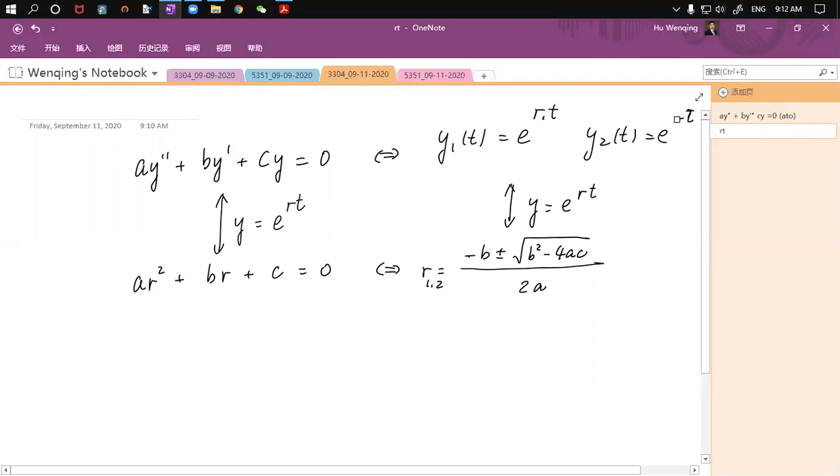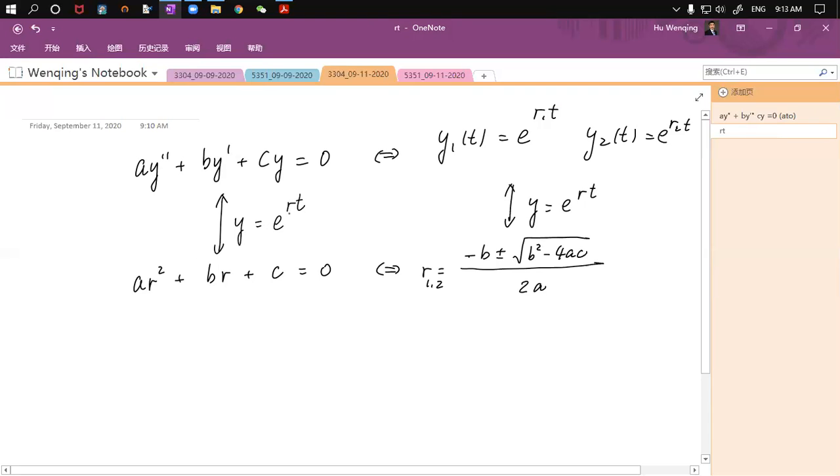This is the way you're really going to guess a solution of a second order equation. A second order equation is going to be transformed to an algebraic equation by setting y equal to e to the power of rt. That's the key idea.